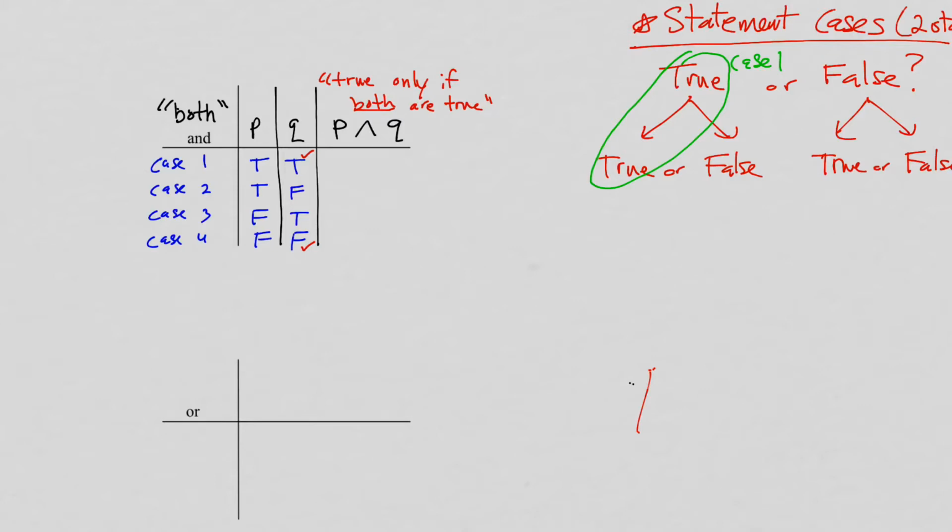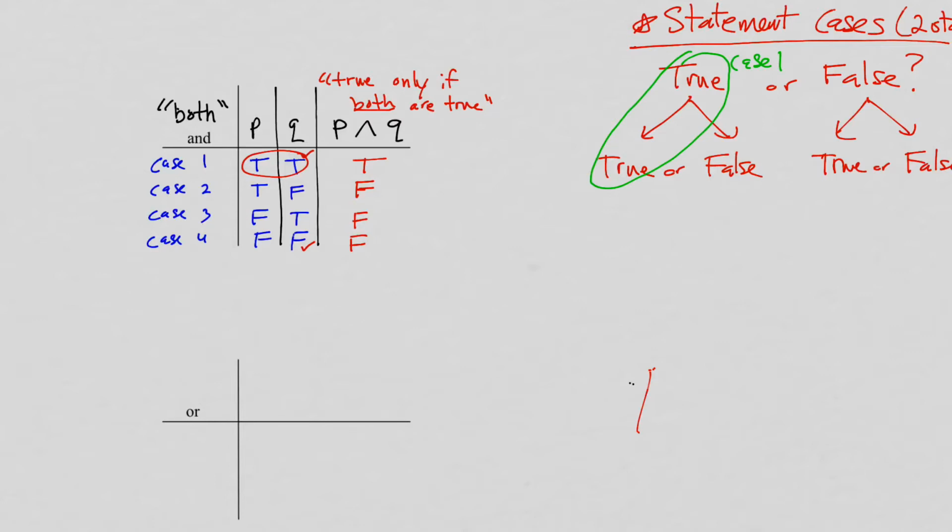True only if both are true. So both have to be true here. And that's only one case, and that would be right here. So that was the only case. They're both true. That means that P and Q is true. The rest are going to be false. Okay, so the condition to make an AND statement true would be two trues. All right? That's the first scenario.